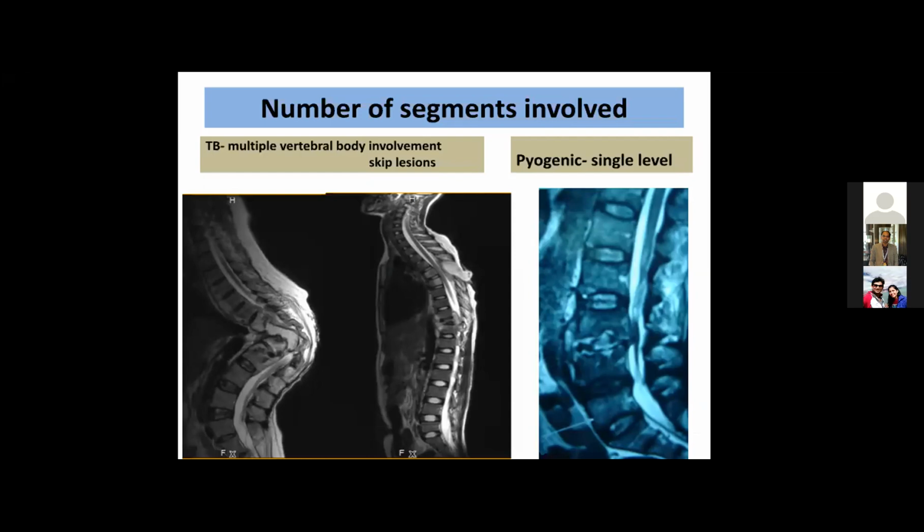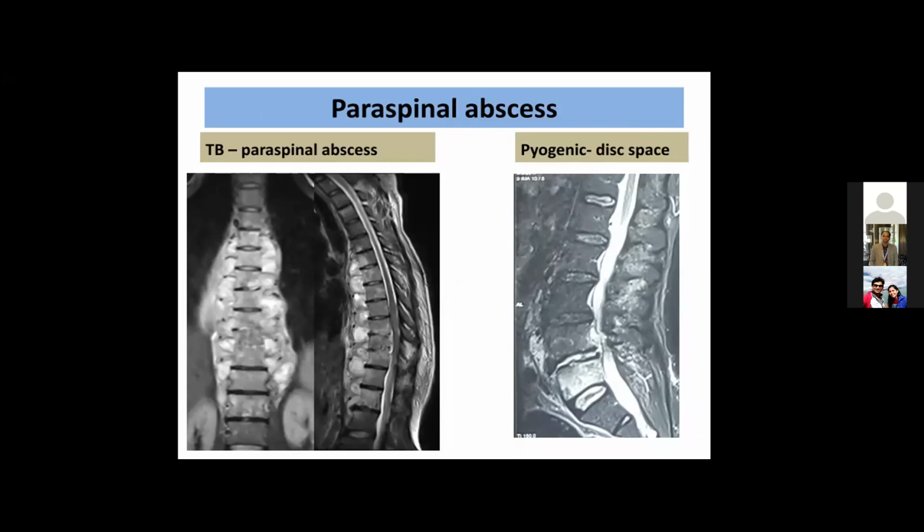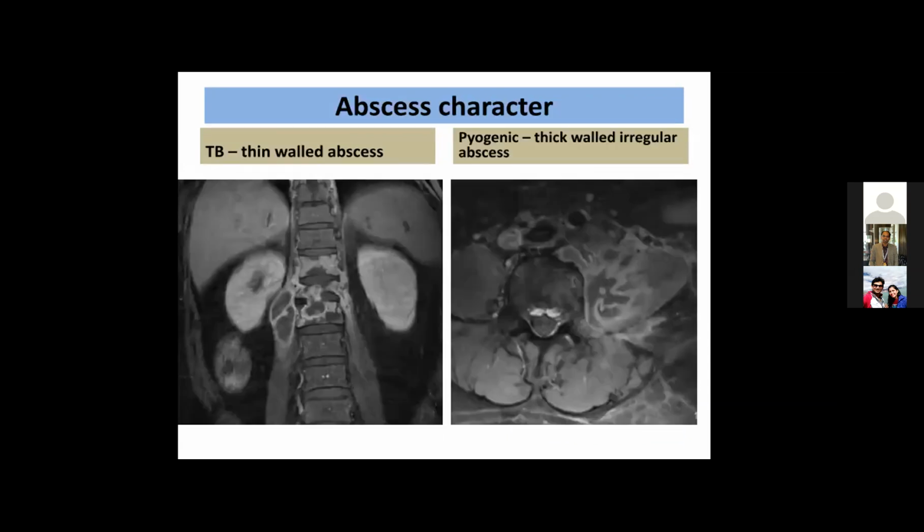Coming to paraspinal abscess, in pyogenic infection the abscess is confined mainly to the disc space, or it may extend to the epidural space. When we subject the patient to contrast MRI, TB shows a typical thin-walled abscess, while in pyogenic infection the abscess is thick-walled and irregular.